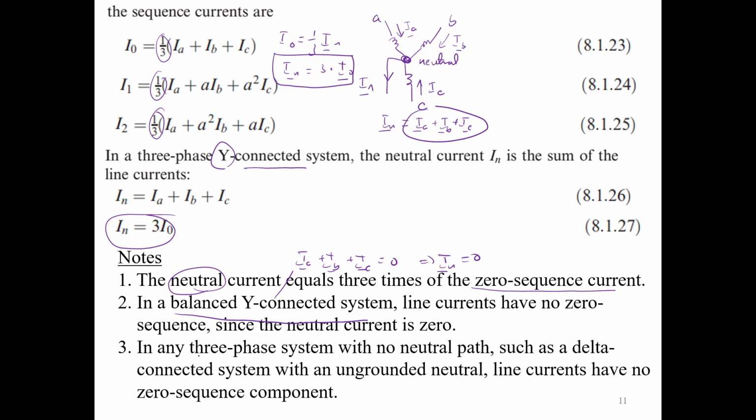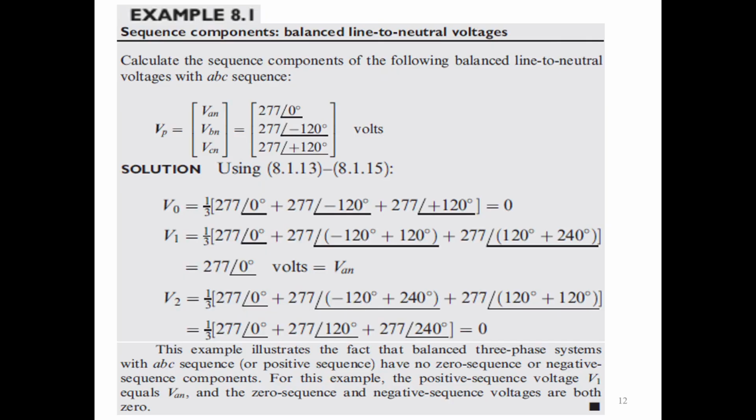In any three-phase system with no neutral path, such as delta or ungrounded neutral, the line currents have no zero sequence component. If you don't have any neutral path, right? For example, the delta with ungrounded neutral, the line currents have no zero sequence component, because you don't have any neutral. Okay, let us see how we can apply the sequence components.